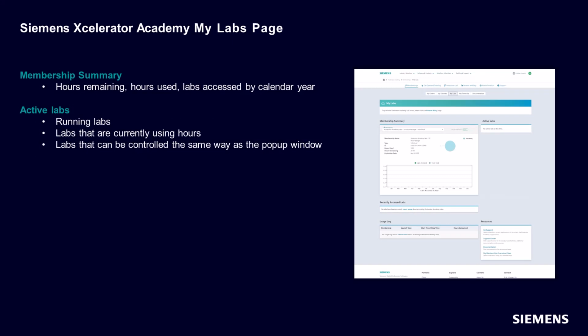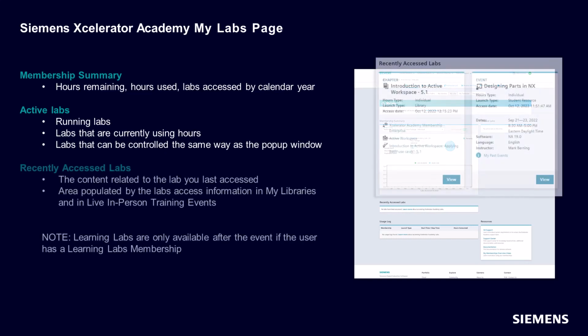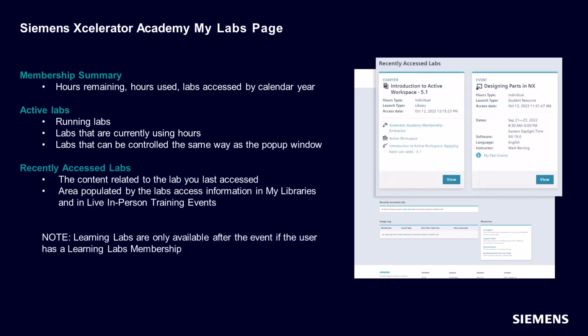On the My Labs page, here we have a membership summary displaying the remaining lab hours, the hours used, and the lab access by calendar year. And in the Active Labs section, you will find Running Labs. These are the labs that are currently using hours. They can be controlled the same way as the pop-up window. On the My Labs page, you can also find your recently accessed labs.